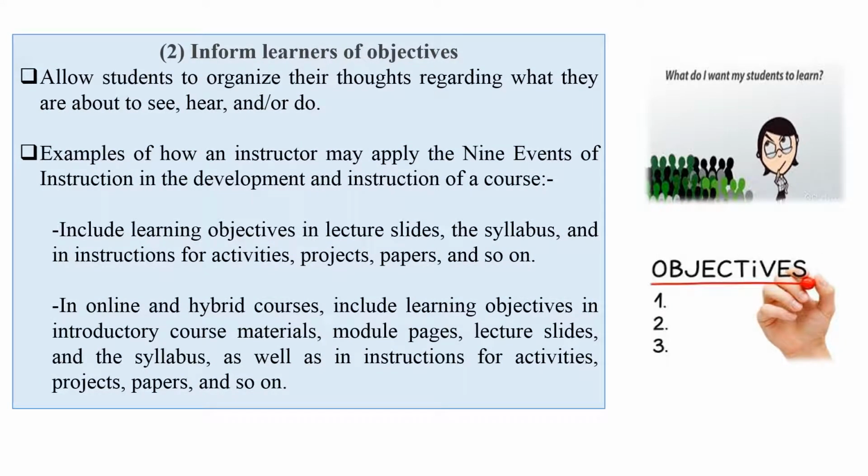The second step is inform learners of objectives. Allow students to organize their thoughts regarding what they are about to see, hear, and/or do. Examples of how an instructor may apply the 9 events of instruction in the development and instruction of a course include learning objectives, lecture slides, the syllabus, and instructions for activities, projects, papers, and so on. In online and hybrid courses, include learning objectives in introductory course materials, module pages, lecture slides, and the syllabus, as well as in instructions for activities, projects, papers, and so on.